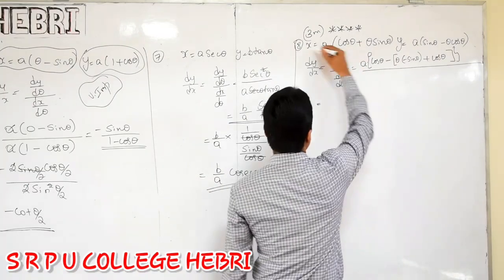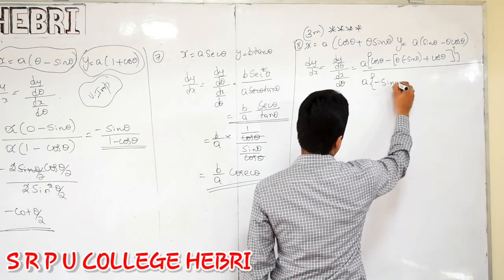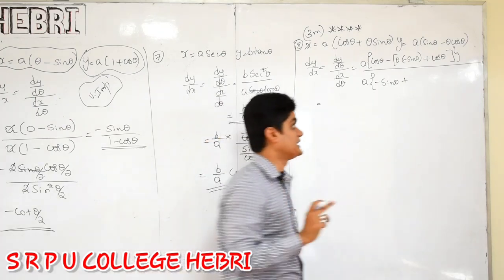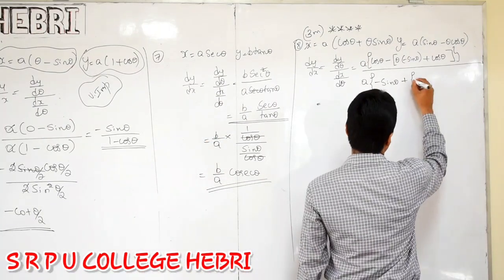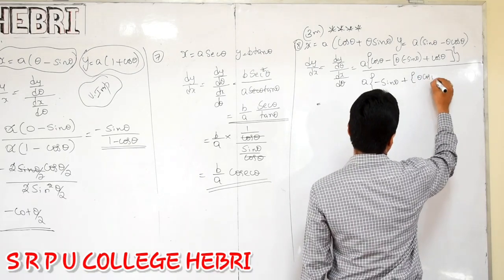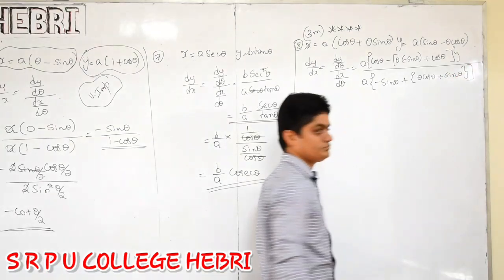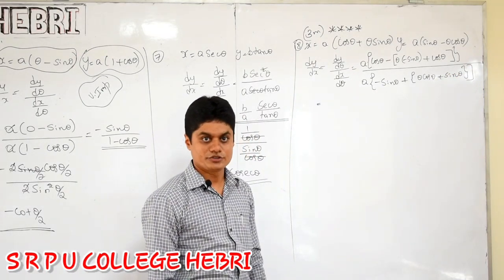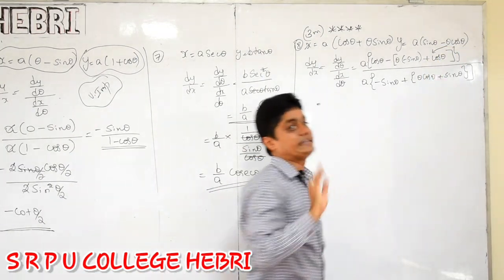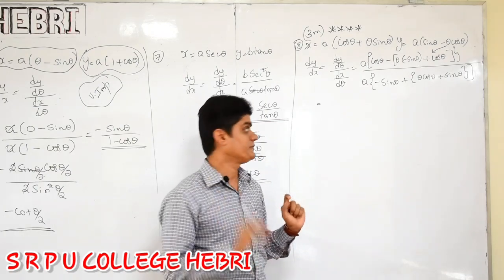Next, differentiation of x. a into cos theta, differentiation is minus sin theta. Here theta into sin theta is a product of 2 functions, so be careful, use the product rule. Put 1 bracket, theta into sin theta differentiation, which is cos theta, plus sin theta into differentiation of theta, which is 1. I hope the differentiation is understood. Usually mistakes happen at this position, so be careful. You don't identify the product, theta sin theta, so be careful.